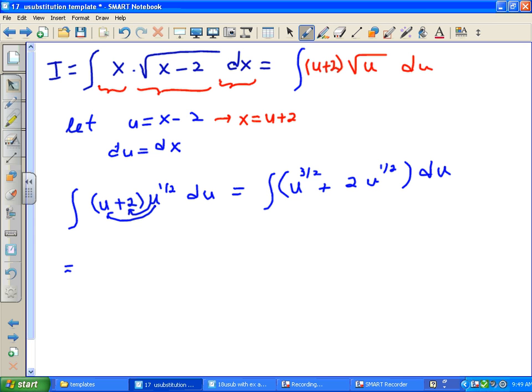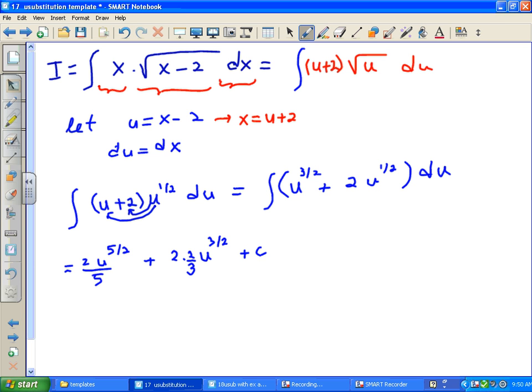The integral of u to the 3/2 will be u to the 5/2 over 5/2, or times 2/5. The integral of the second one: you add 1 to the power, so u to the 3/2, divide by 3/2 or multiply by 2/3, plus c, as we always have when we are integrating and there are no limits.